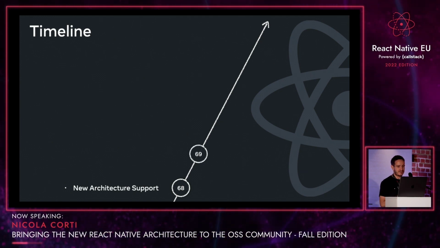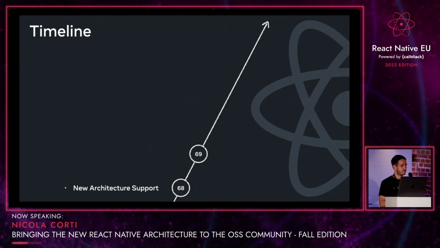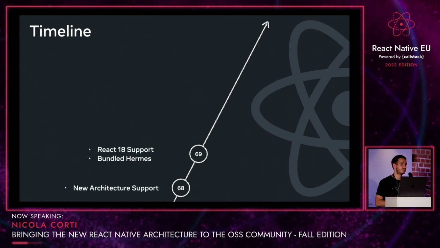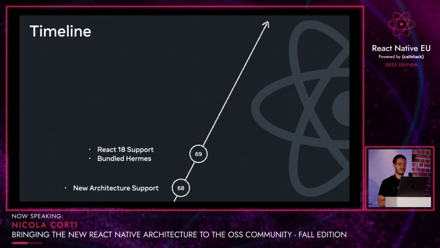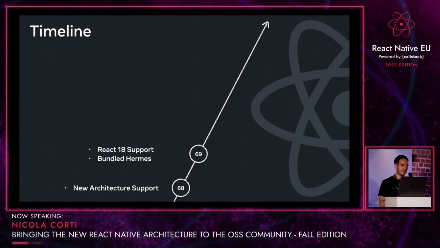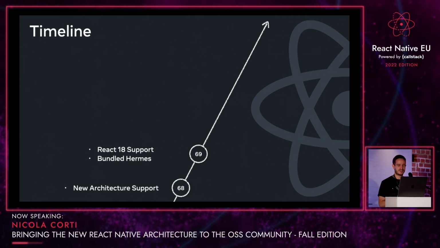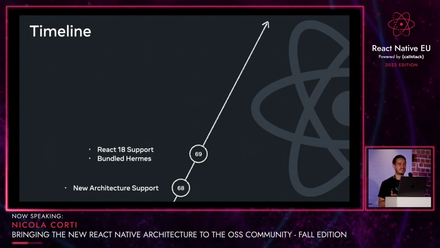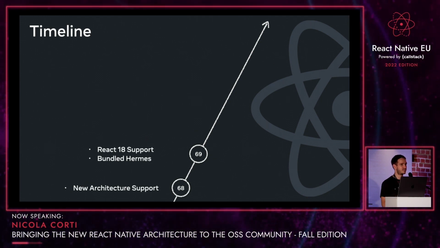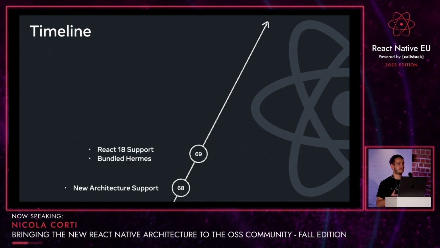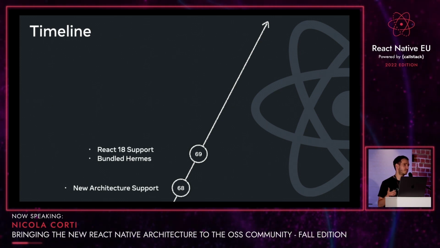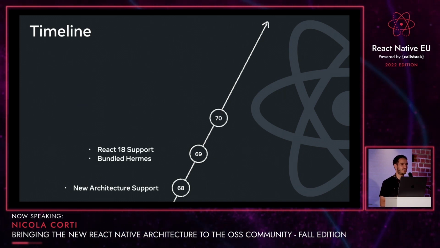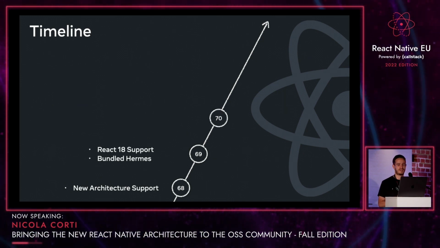Then we have 69. In 69, we shipped a couple of changes. As I said before, bundled Hermes and also React 18. I will dive into React 18 a bit later, but it's quite a significant change of React, and React Native 69 is the first version of React Native which comes with React 18. So if you want to use the latest version, you need to be on that one. Then we have React Native 70, which, as I said, is going to be out really, really, really soon.